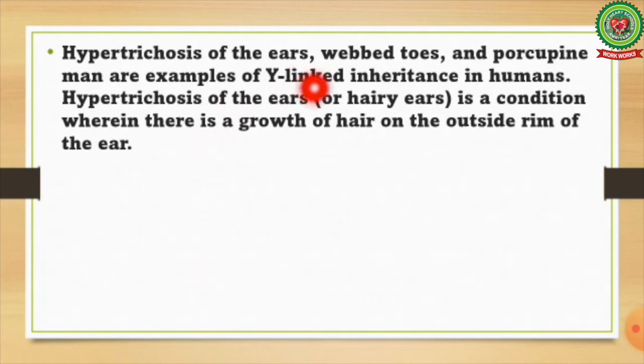Hypertrichosis of the ears, webbed toes, and porcupine man are examples of Y-linked inheritance in humans. Hypertrichosis of the ears, or hairy ears, is a condition wherein there is a growth of hair on the outside rim of the ear.